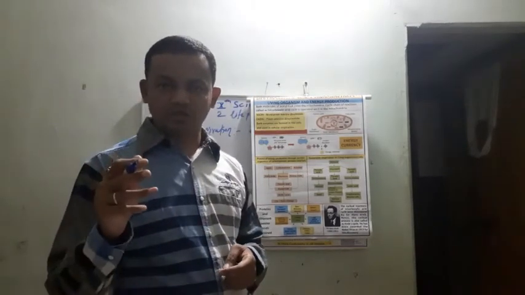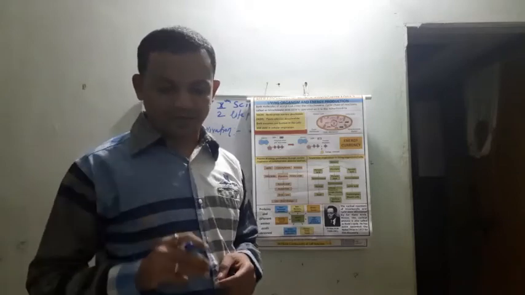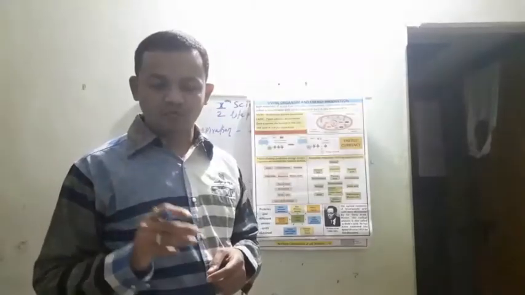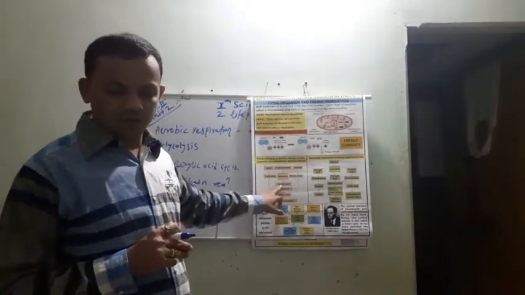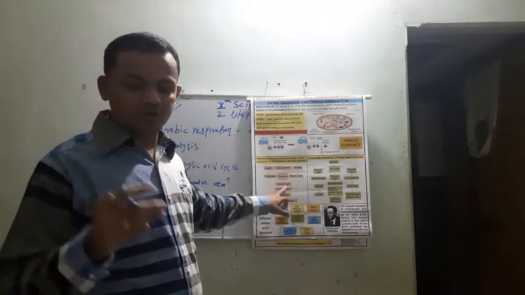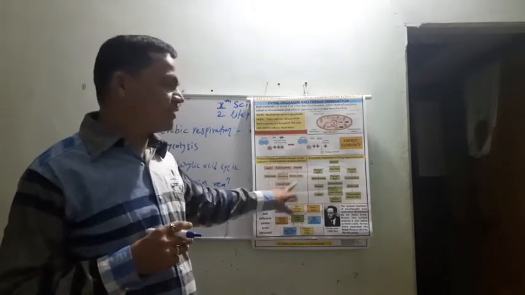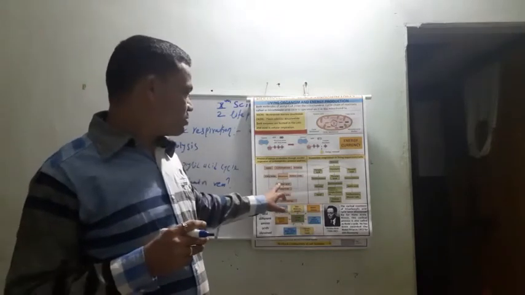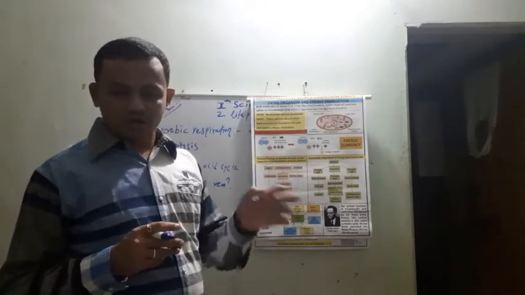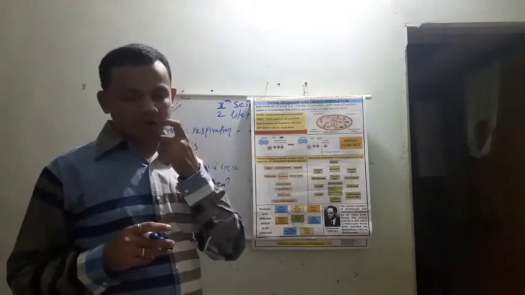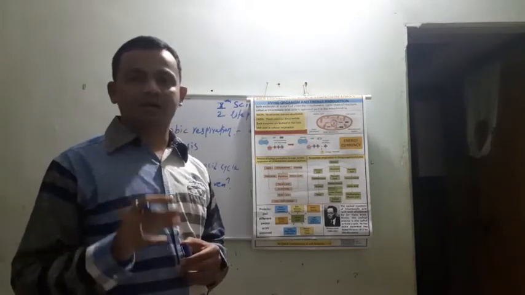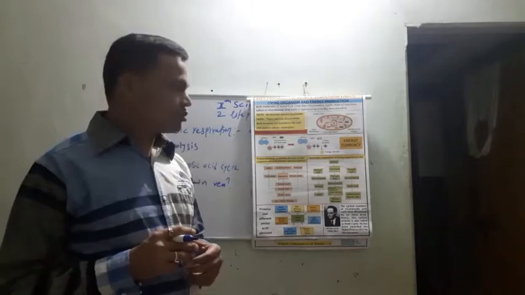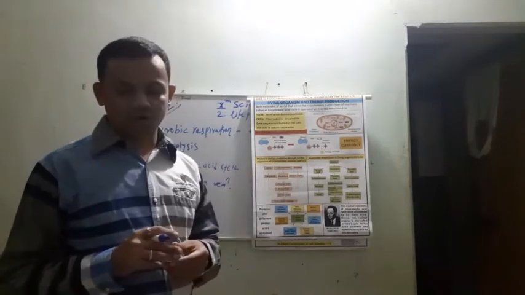Then next we have seen that this process, glycolysis, takes place in the cytoplasm, and the pyruvic acid which is formed during glycolysis is converted into acetyl coenzyme. Along with two molecules of NADH2, carbon dioxide is also formed. So this is all about glycolysis.